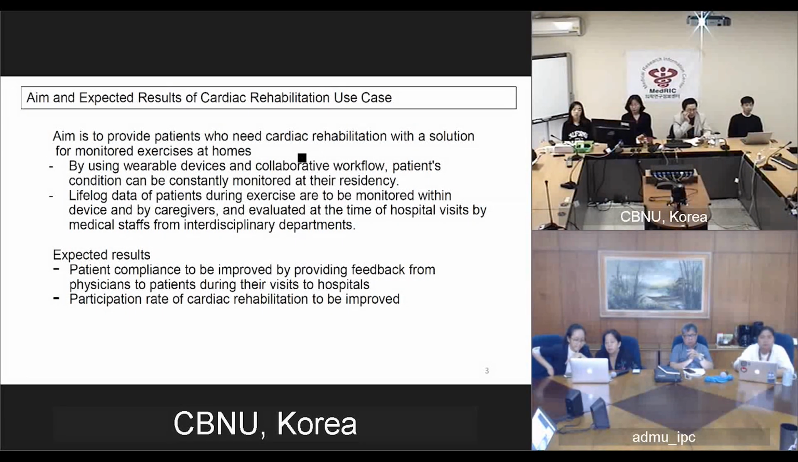So expected results may include increased patient compliance for the exercise, in this case the cardiac rehabilitation, by providing feedback from the physicians to the patients during their visit to the hospital. It should also increase the participation rate of cardiac rehabilitation from the current 5% up to 30%, which will reduce the recurrence of coronary artery disease, hopefully by up to 20%.